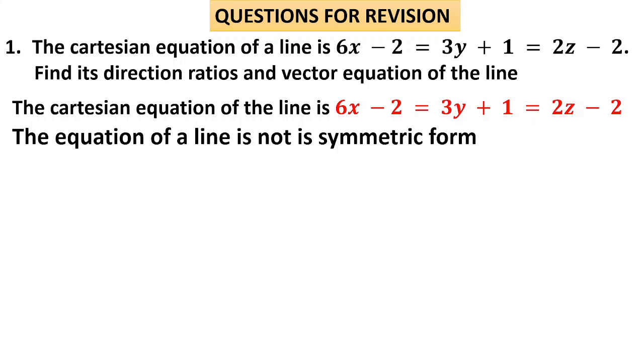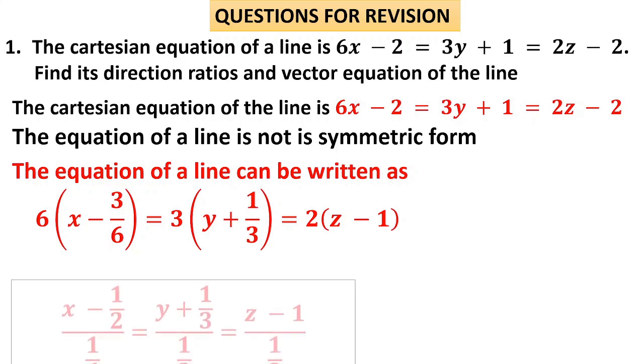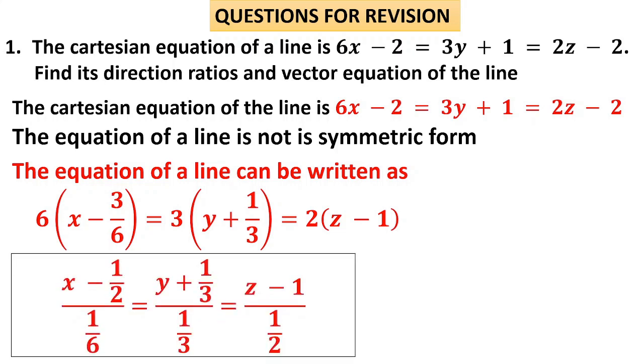How to convert it into symmetric form? Keep in mind that the coefficients of x, y, z should be plus 1. From the first one, take 6 outside, 3 outside and 2 outside. It will become 6 into x minus 1 by 3, 3 into y plus 1 by 3, and 2 into z minus 1. Now, how to write it? Whatever the number there, that should come in the denominator to identify the direction ratio. Therefore, it will be x minus 1 by 3 over 1 by 6, equal to y plus 1 by 3 over 1 by 3, equal to z minus 1 over 1 by 2.